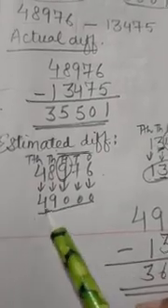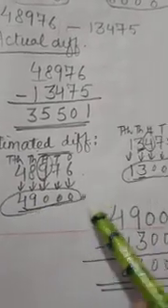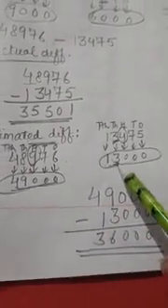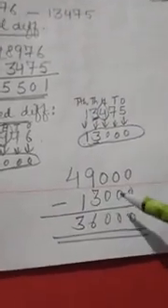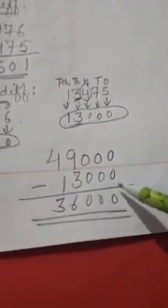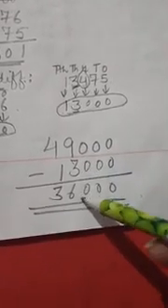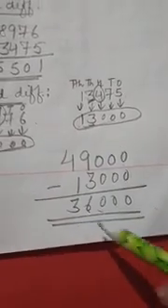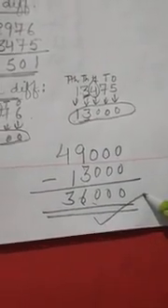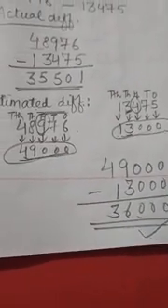Now 49,000 and 13,000, these both are estimated numbers, and when we subtract these, we will get the estimated difference. 0 minus 0, 0, 0 minus 0, 0, 0 minus 0, 0, 9 minus 3, 6, and 4 minus 1, 3. So 36,000 we got as the estimated difference.